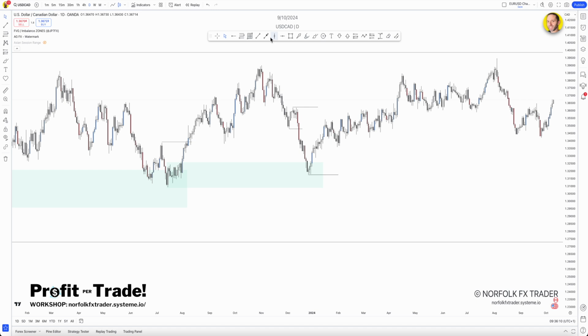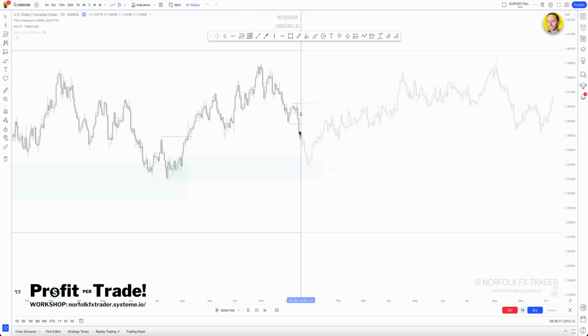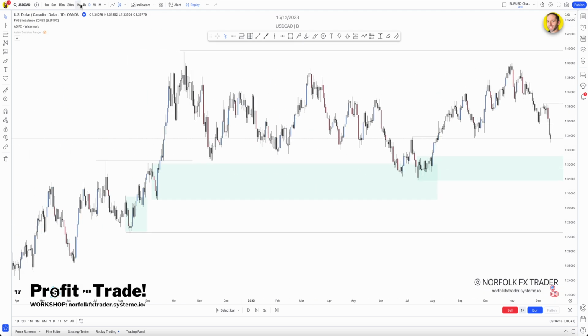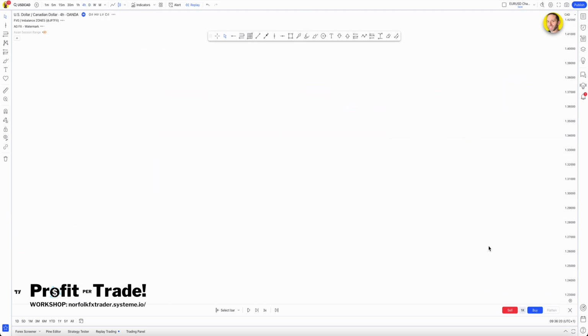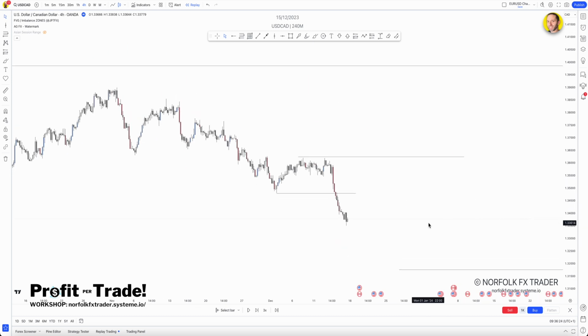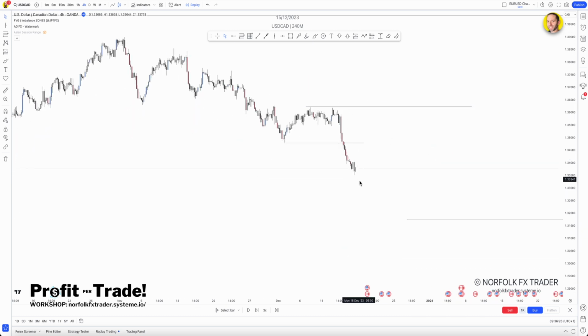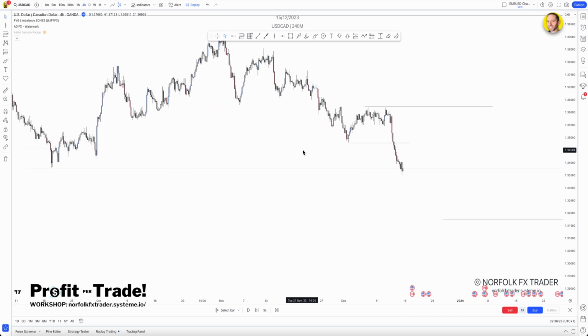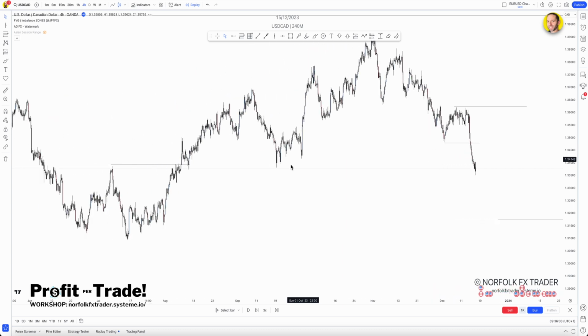Let me just mark this off quickly. In fact, let me just go to a replay mode here quickly, and I'll show you exactly what I mean on a 4-hour time frame. We're going to go to the 4-hour time frame, and you'll see where we have that break of structure. So you can see we have that break of structure to the downside. This is the start of your swing move to downside.